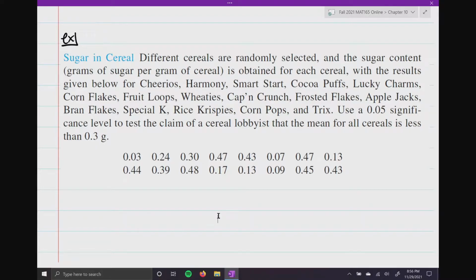So a cereal lobbyist will come in and say, hey, listen, here's all these other cereals. Our cereal is not as bad as the other ones. That's what they try to do. So we're going to test this claim here.